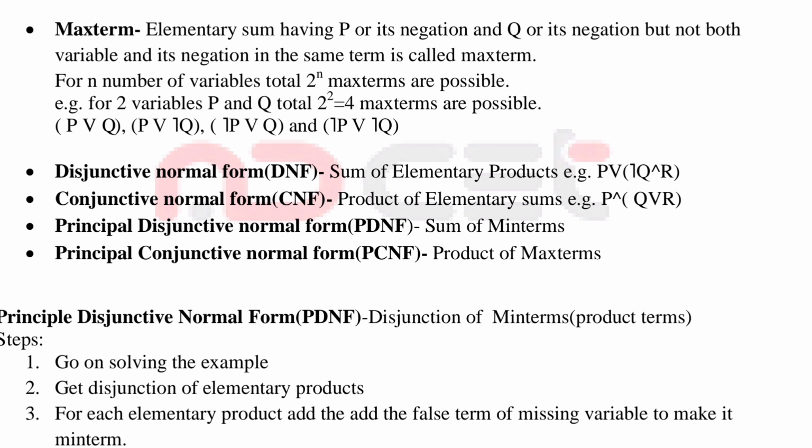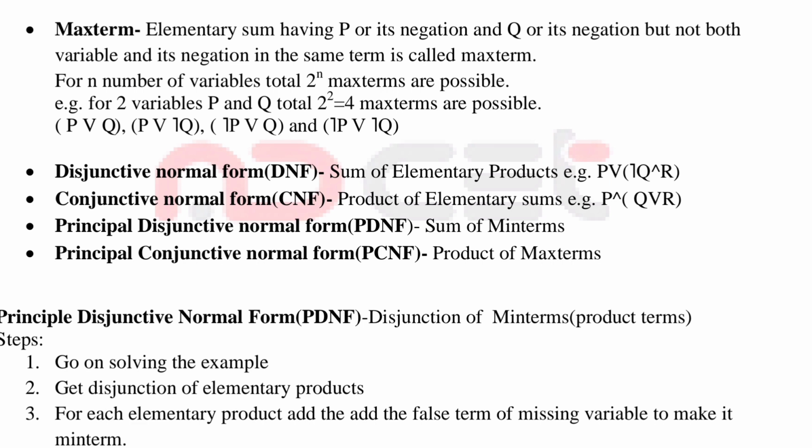Now disjunction normal form. DNF means disjunction normal form. This is the sum of the elementary products. Disjunction means sum, so sum of the elementary products. Now conjunction normal form. We know conjunction means product, so it is the product of elementary sums.